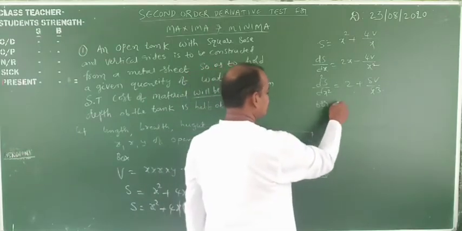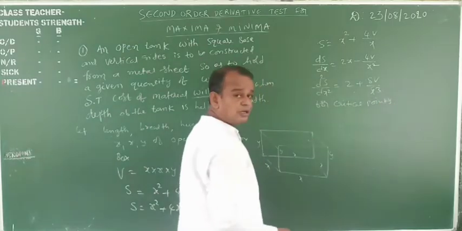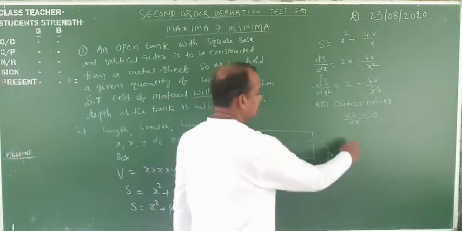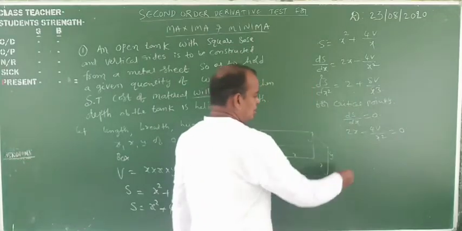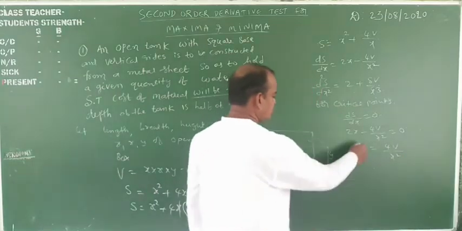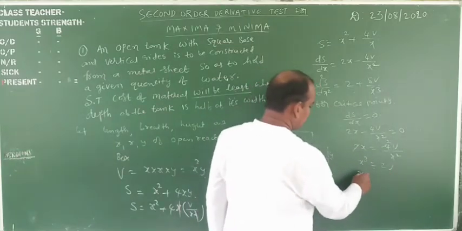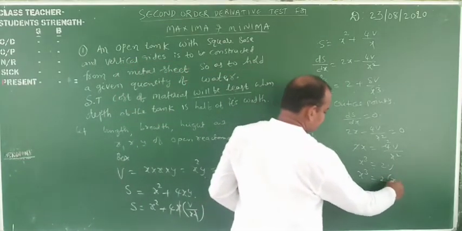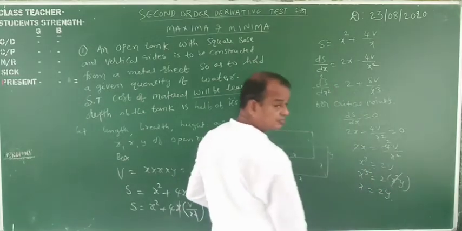For critical points, the first derivative dS by dx is equal to 0. That is 2x minus 4v by x square is equal to 0. Here 2x is equal to 4v by x square. Now cross multiplication: x cube is equal to 2v. You know v value is x square y. Now x square cancels, and x is equal to 2y.